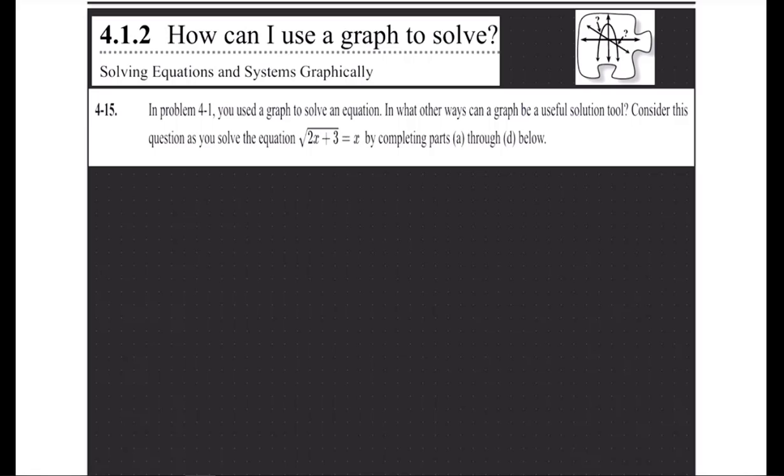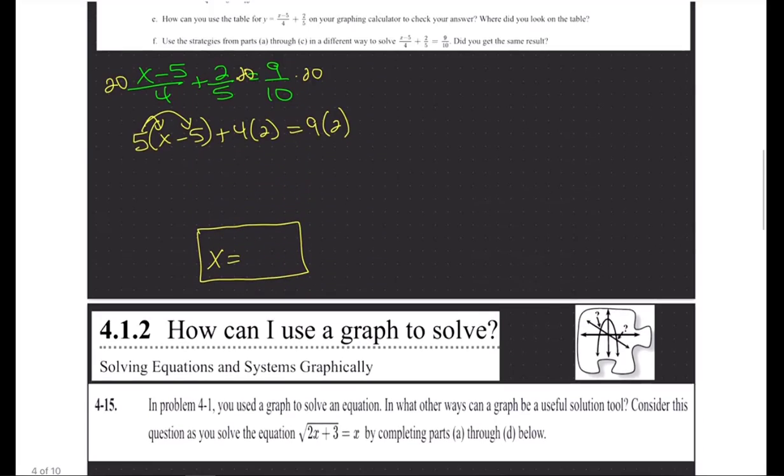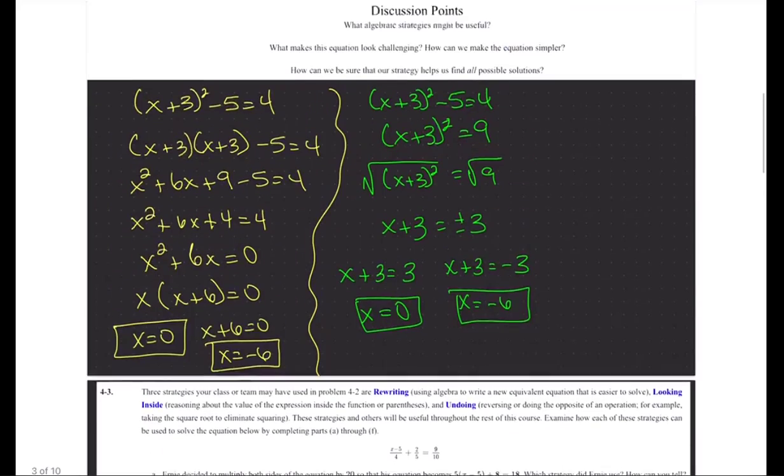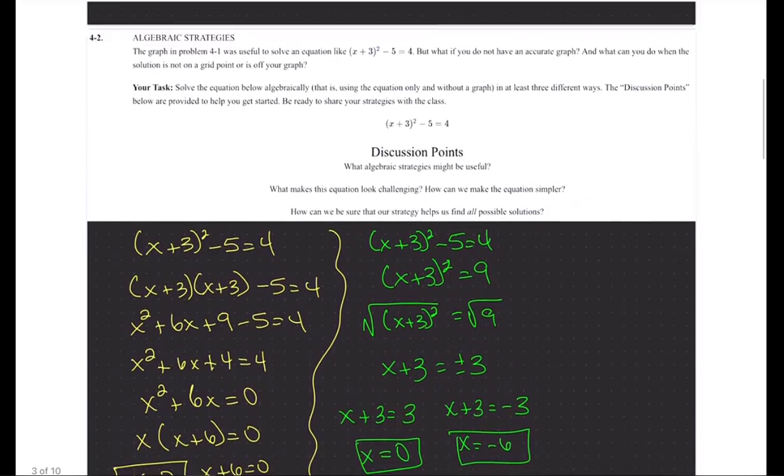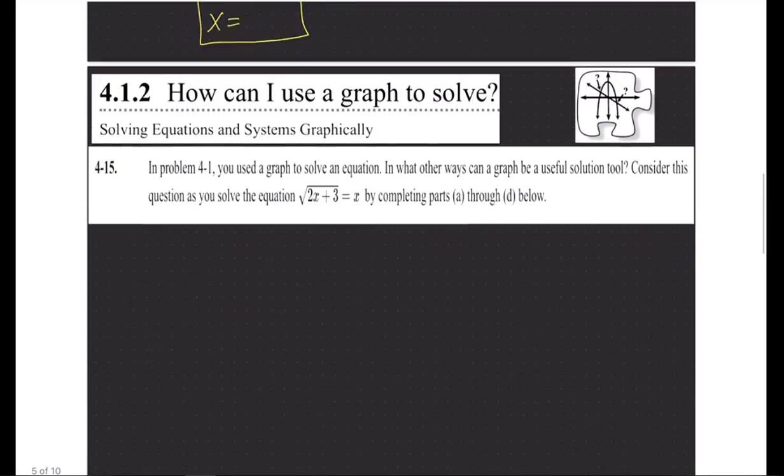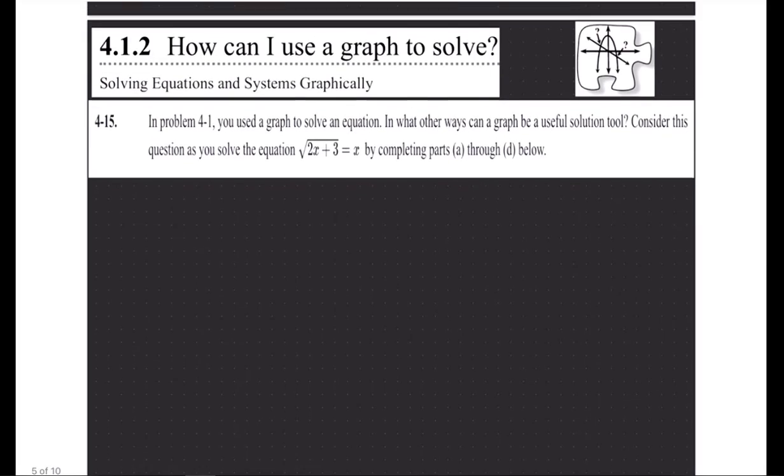A common theme for our little section is looking at these equations and being able to solve them. We're going to be looking at them both graphically and algebraically. In the last section, we had a couple of different problems that we solved graphically and algebraically. And in 4.12, we're going to do the same thing.